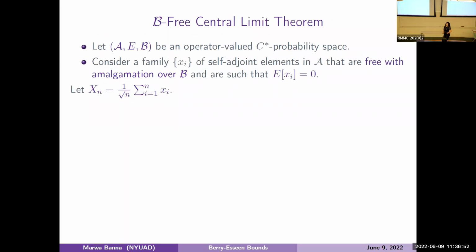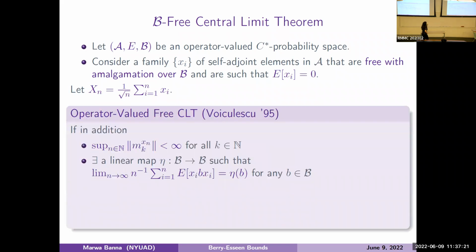So we would like to investigate the central limit theorem in this case. And this was originally done by Kolmogorov. So we assume that Xi is a family of self-adjoint elements that are free with amalgamation over B, that means that they are free with respect to the expectation E. And we assume that they are centered with respect to E, and we consider Xn, which is 1 over square root of n of their sum.